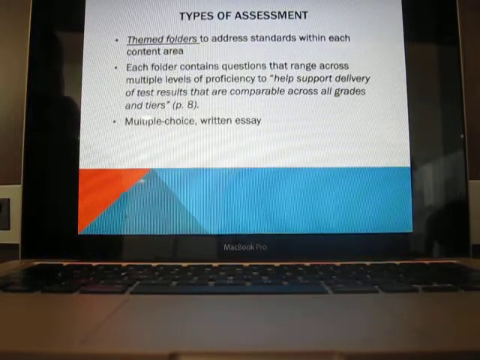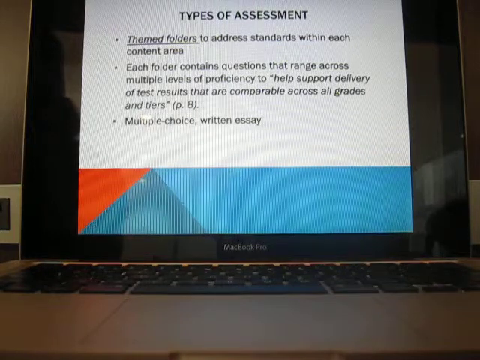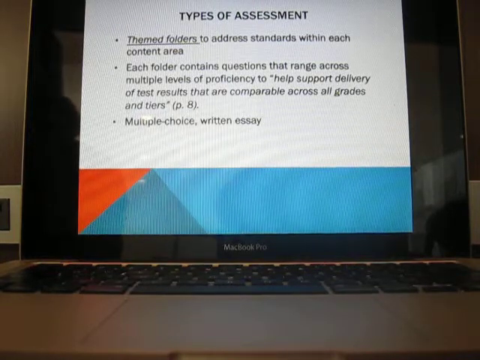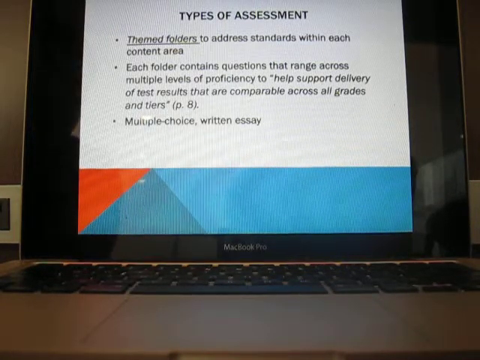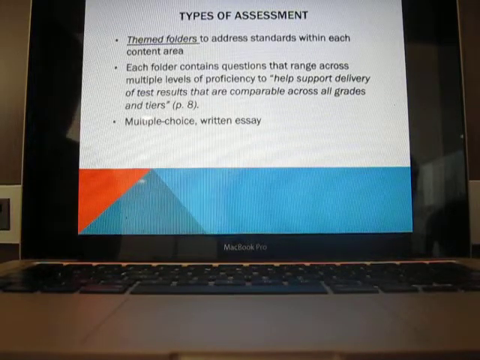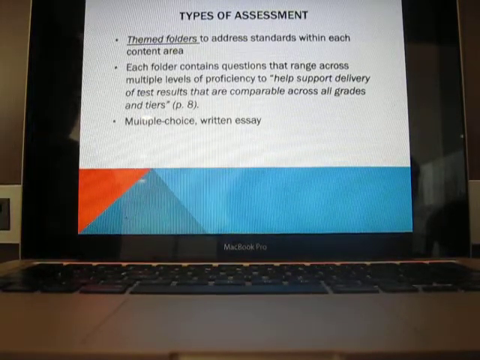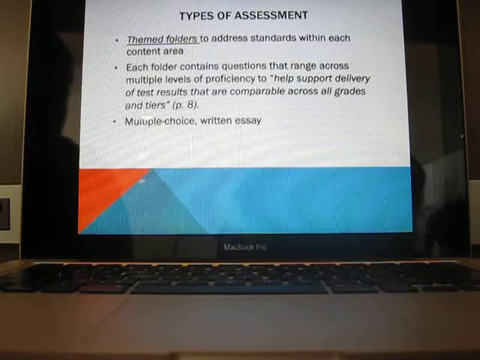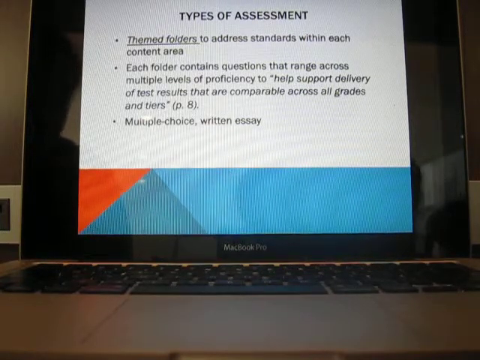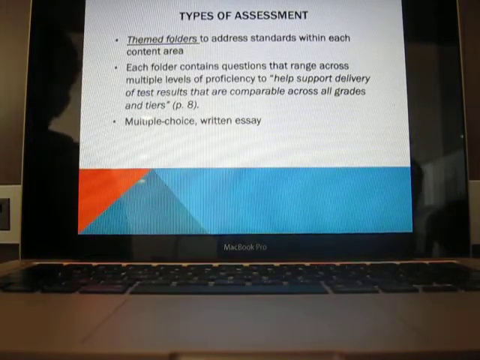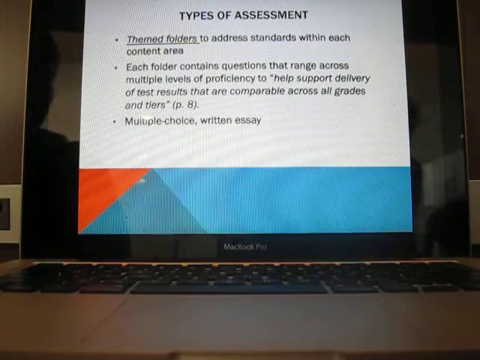So the types of assessment, there are themed folders to adjust the standards within each of the content areas. And then each folder contains questions that range across the proficiency levels, which is supposed to help support the delivery of test results that are comparable across all grades and tiers. The primary types of assessments are multiple choice and written essays.